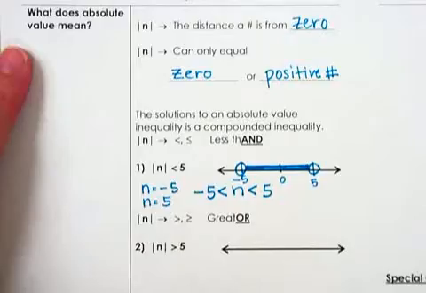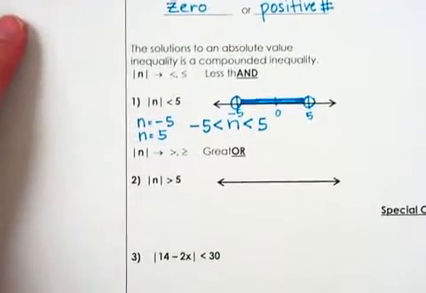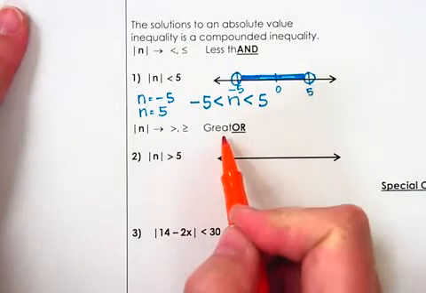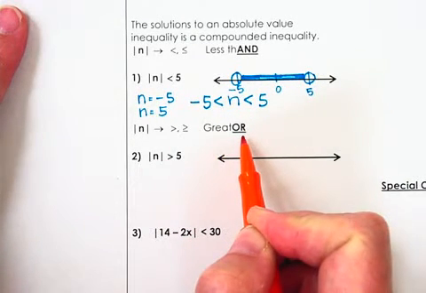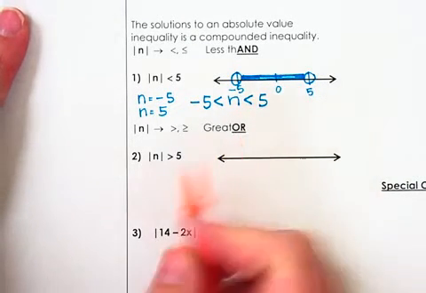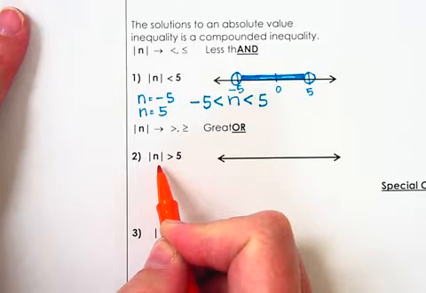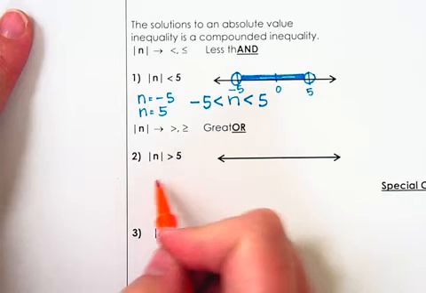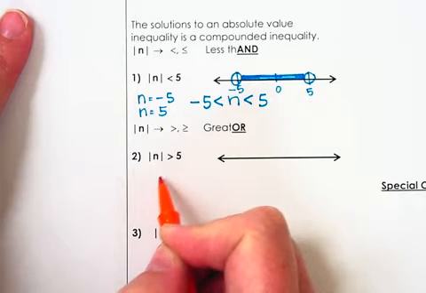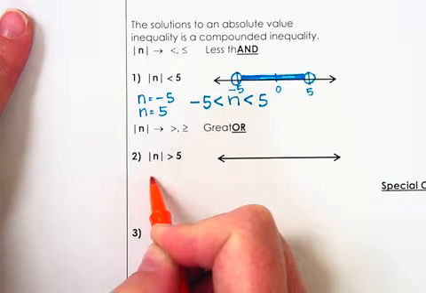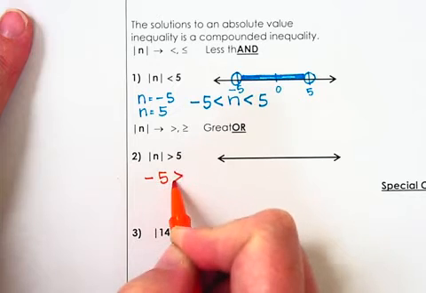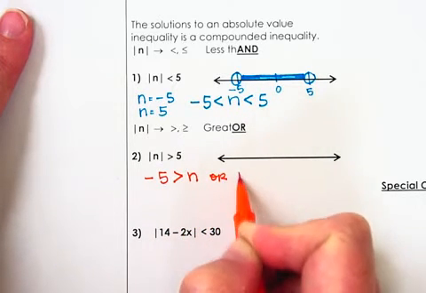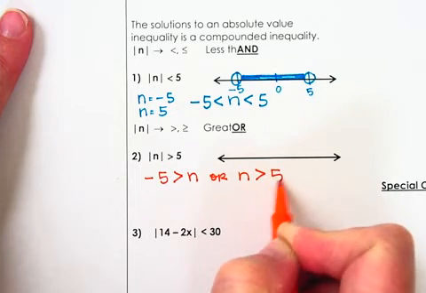Okay, the other type is when I have a greater than. One of our little phrases, "greater", is a play on words, meaning that if we have greater than, it's an or statement. Our inequality, we still know that the inside is going to have to be 5 or -5, but the arrows are going to point the other direction. So what types of numbers are greater than that? I know that -5 is greater than n, or n is greater than +5.